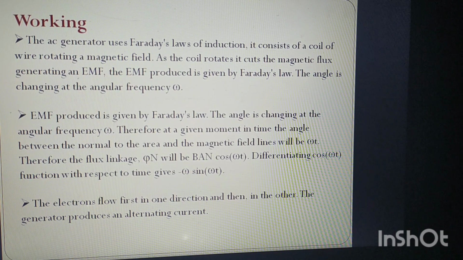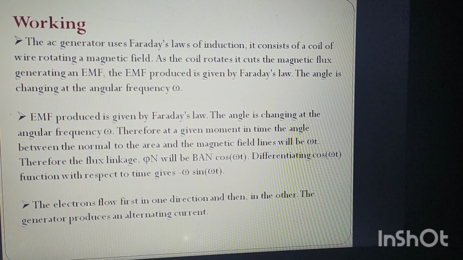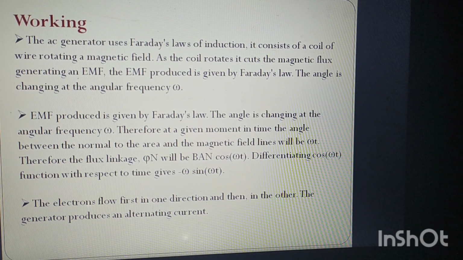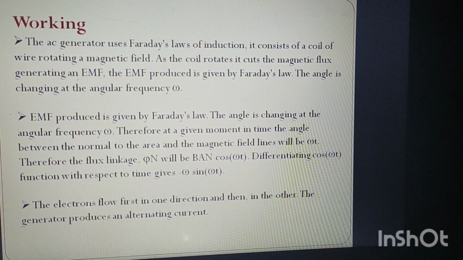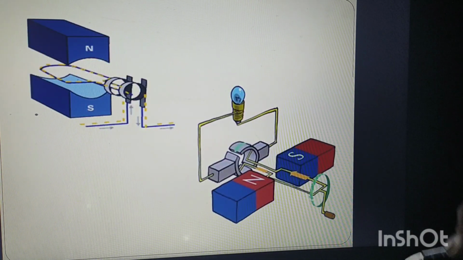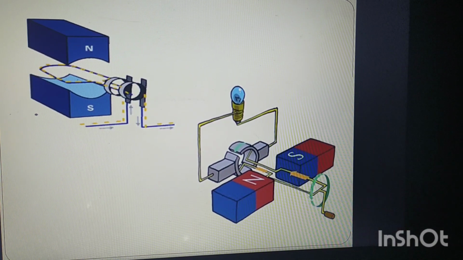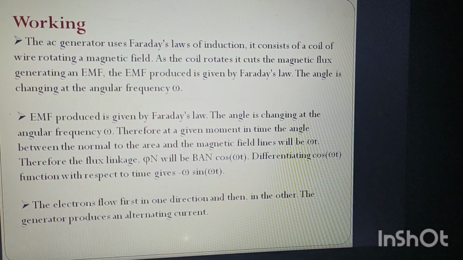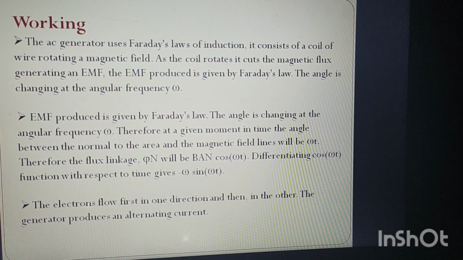Now what is the angle? We already know that this coil is changing with some angular frequency, that is omega. So this is defined as omega, which is the angular frequency.